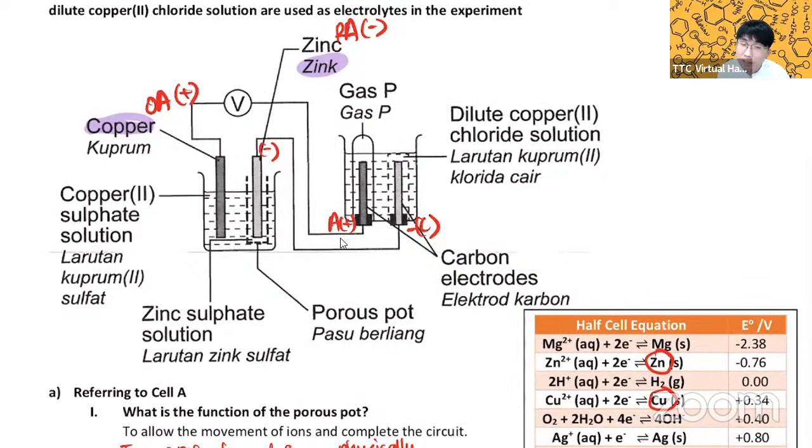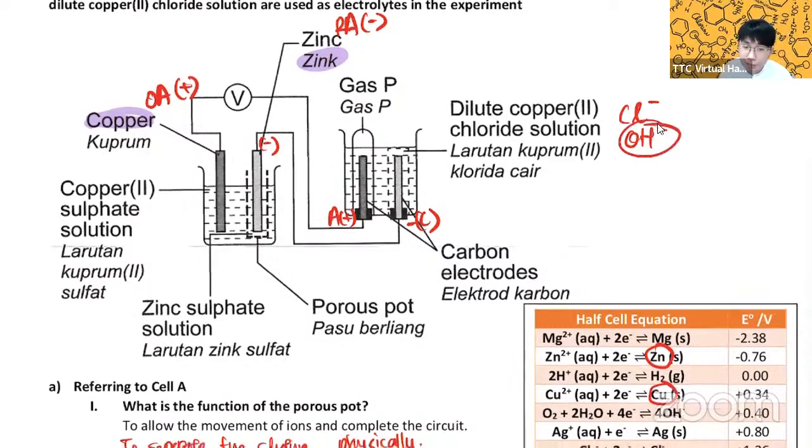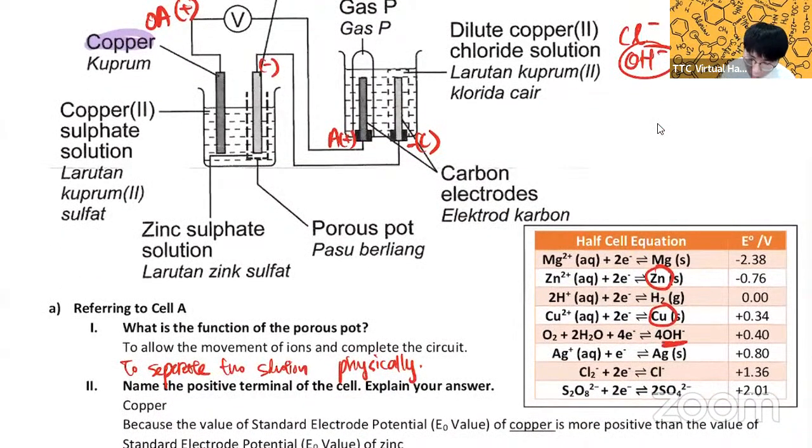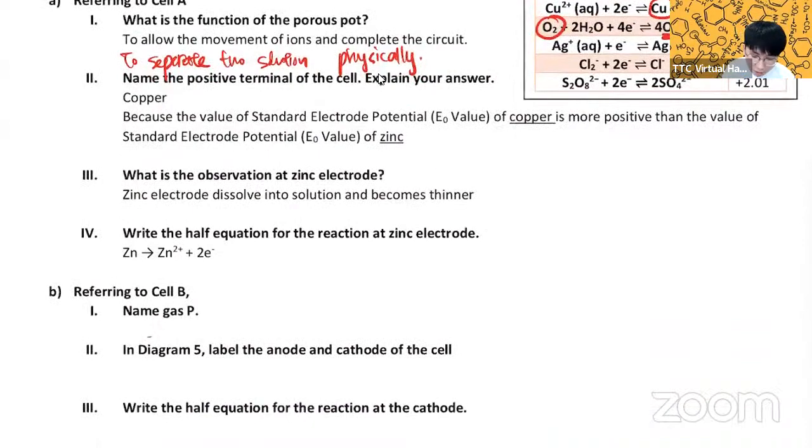So who is at the anode? Your negative ions. What are your negative ions? Got two: Cl minus and OH minus. You select Cl minus if concentrated, but if it's dilute, select OH minus. If you select OH minus, you form water and oxygen. So gas P is definitely your oxygen gas.